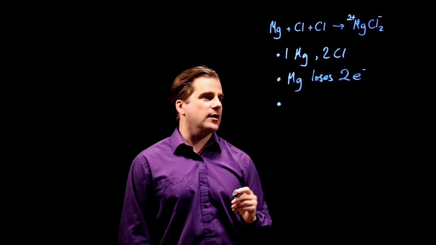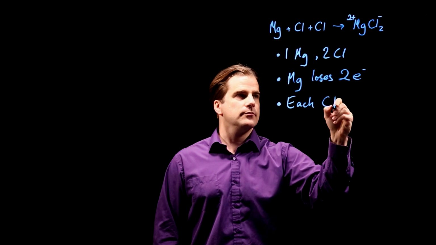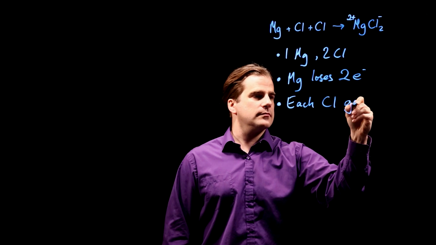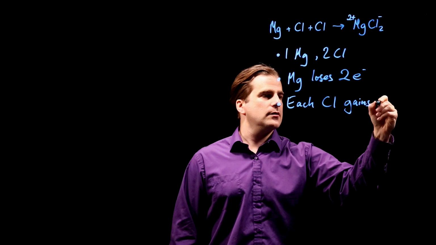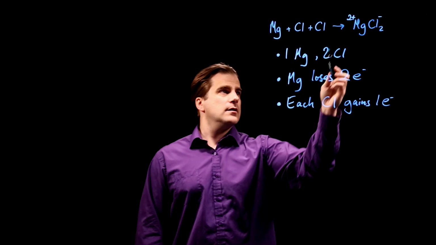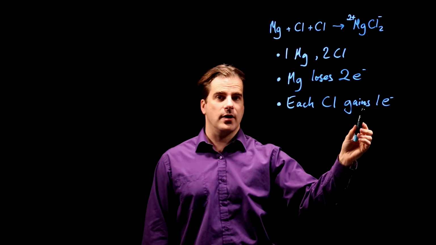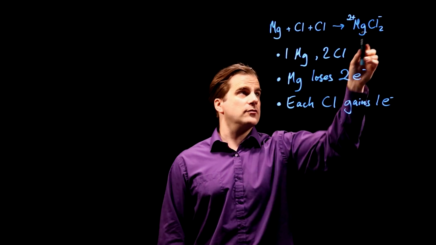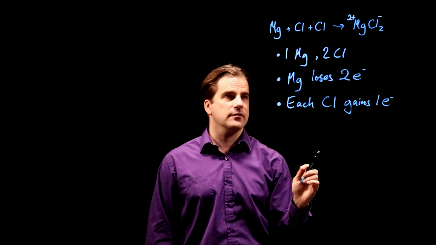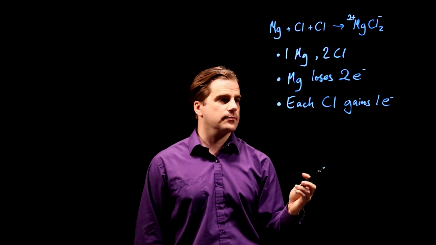Okay, likewise, say that each chlorine gains 1 electron. Okay? Those 2 electrons that the magnesium has lost, they have to go somewhere, and each one of them goes onto one of the chlorine atoms. And that's why each chlorine becomes negatively charged. Okay?